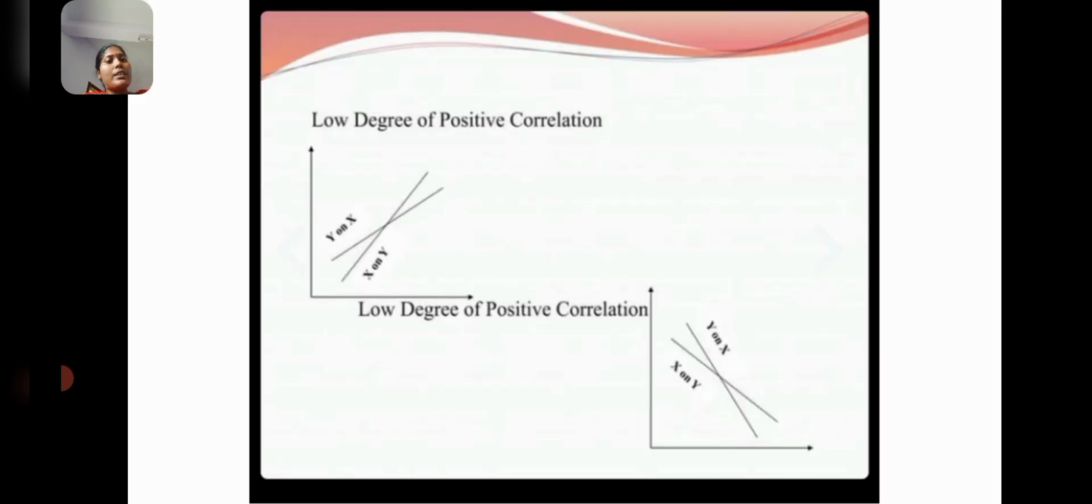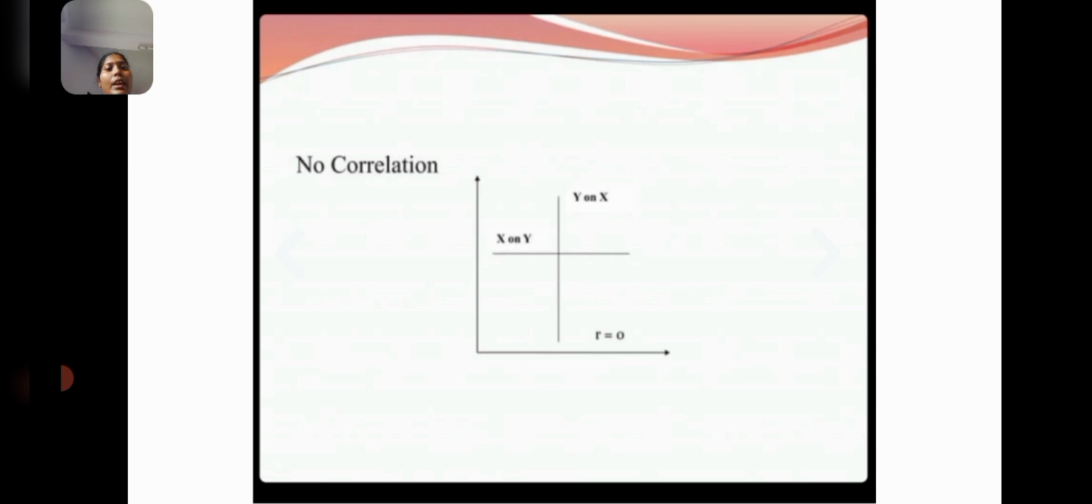Then there are low degree positive and low degree negative correlation. That means the x on y and the y on x lines are going in different directions. This is known as low degree positive correlation. Then no correlation: the x on y and the y on x lines differ from each other in direction. This is known as no correlation.